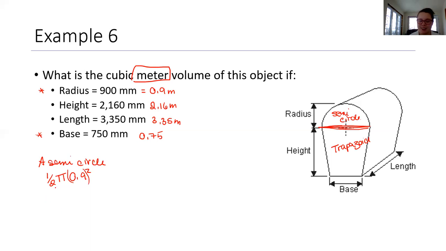Putting that into our calculator, you will get 1.27 meters squared. Plus, we need to add in area of the trapezoid.